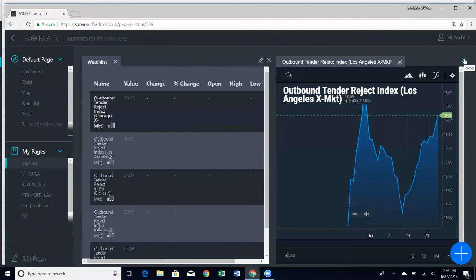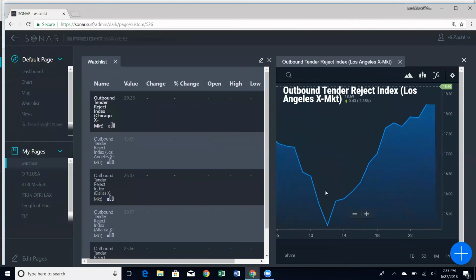Oh, and then you can click on the chart next to it to get your chart to show up right next to it if you want to expand on that at all.